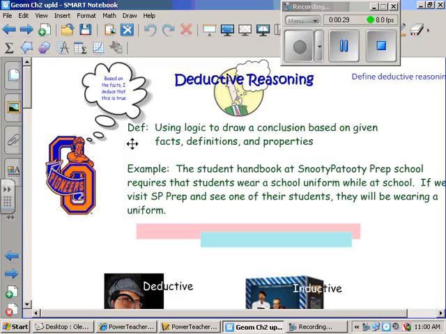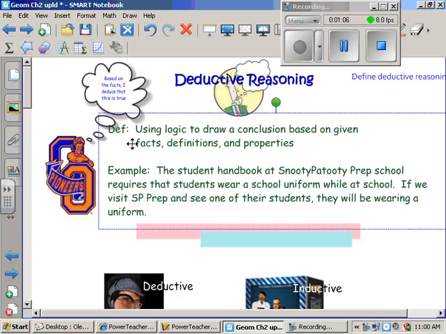Deductive reasoning is when you use logic or facts or definitions or something you've seen that you know is a fact, like in a book, to make a conjecture. Okay? We're still making conjectures. We're still going to have an if-then statement. But instead of that conjecture being based on experience, like seeing a pattern, it's going to be based on logic or proof or some kind of fact or definition. Okay?